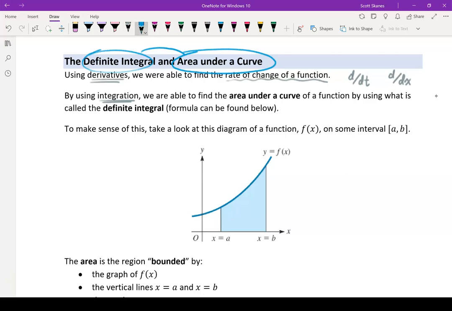That's our derivative. By using integration, apologies for my voice today, we are able to find the area under a curve of a function by using what is called the definite integral, whose formula can be found below. So to make sense of this, let's look at the diagram of a function f of x on some interval a to b. So this means the starting interval is some x value where x is equal to a, and this ending interval is some other x value b, some endpoint, okay?